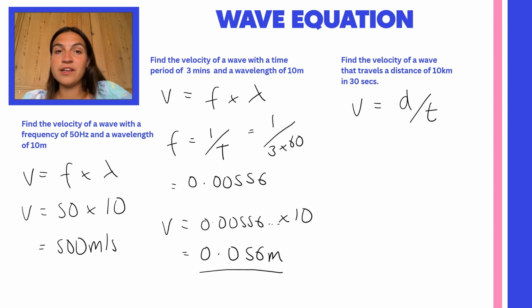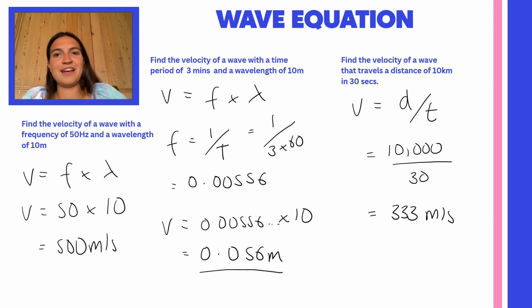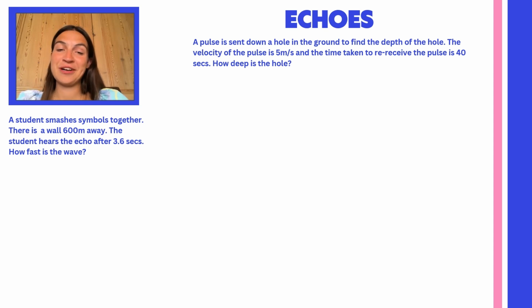So this is just to remind you that sometimes, even when you're looking for a wave velocity, you are just using distance over time. So all I need to be careful with in this question is that my distance needs to be converted into meters: 10,000 meters, divided by 30, is 333 meters per second, okay? Which actually incidentally is roughly the speed of sound in air. So I might be able to infer from the answer that I get that this could be a sound wave traveling through air.